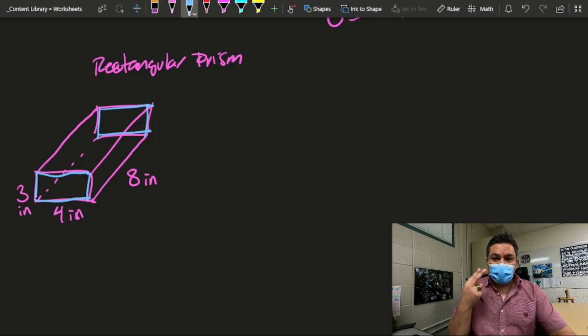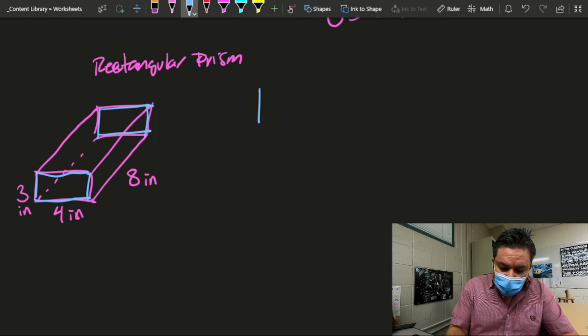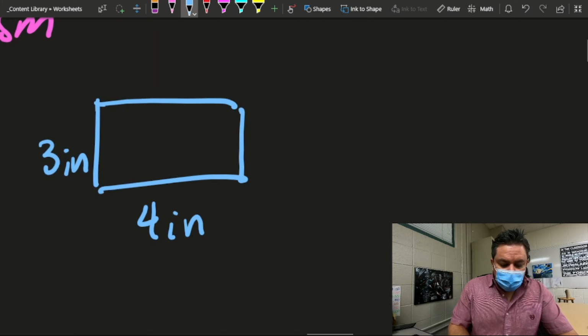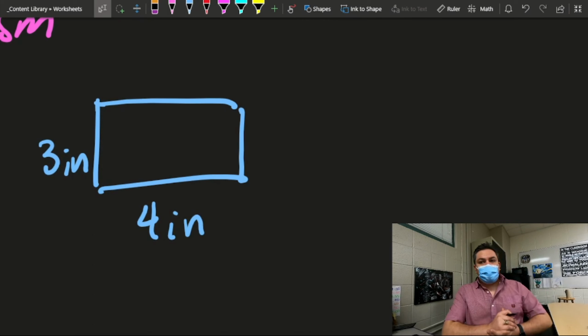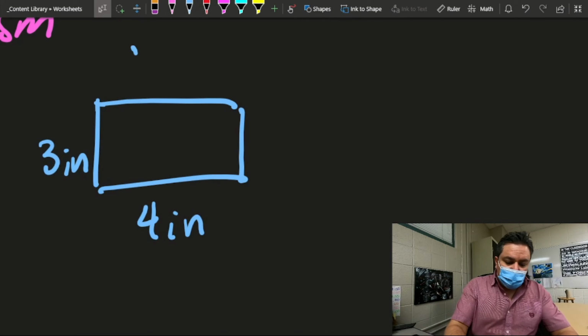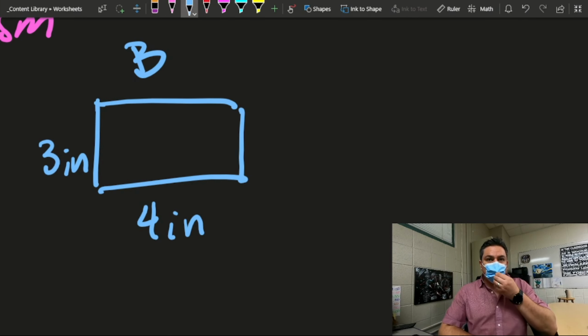And a prism has 2 bases. So I'm going to draw this base on the side, and I'm going to put in 4 inches and 3 inches. At this point, I don't care about the prism right now. I'm only working with the B, uppercase B, the base. Now, we already established, what shape is this?